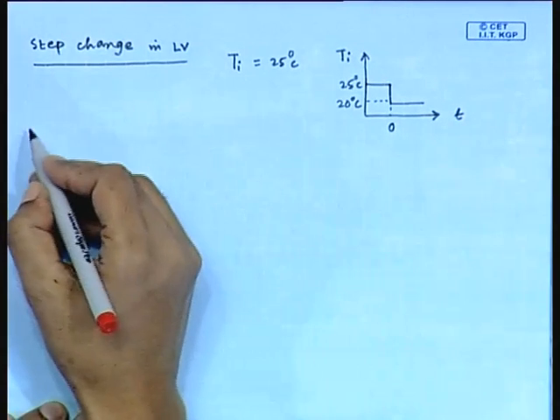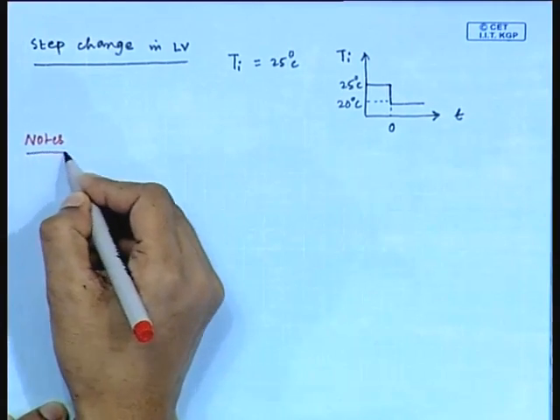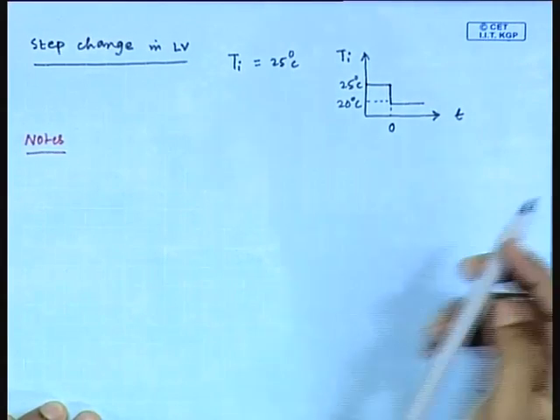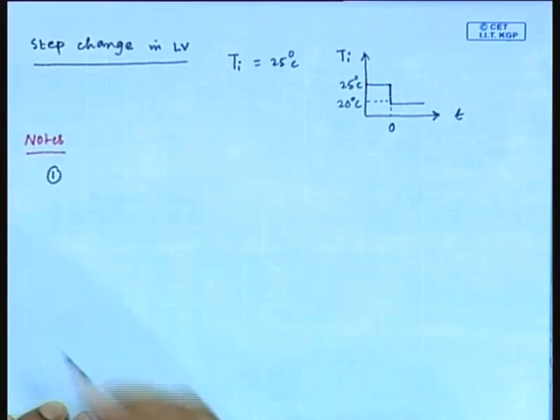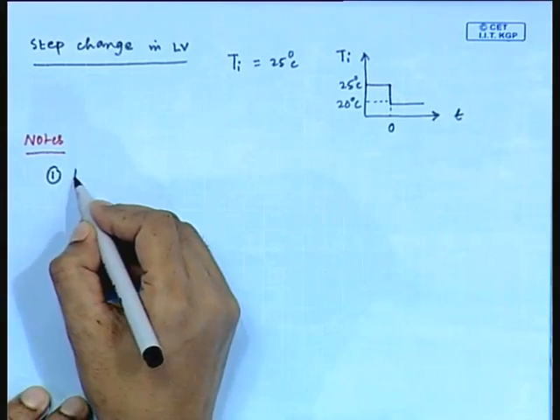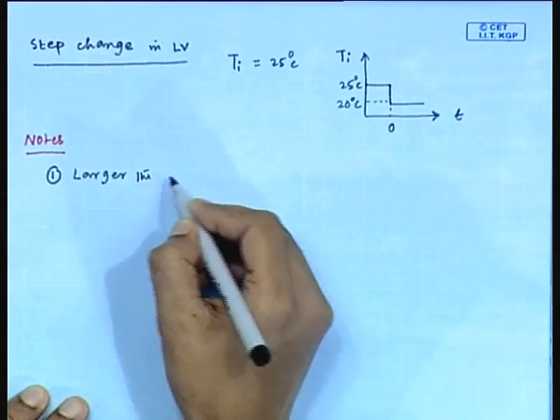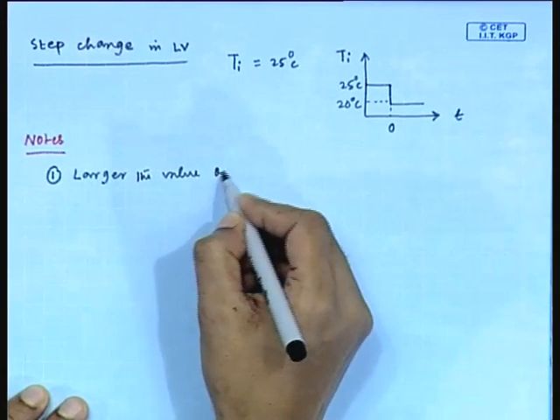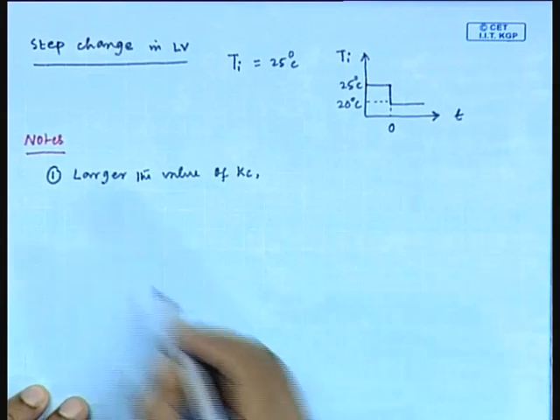Now, we will note down a few points. The larger the value of Kc, the smaller the offset.